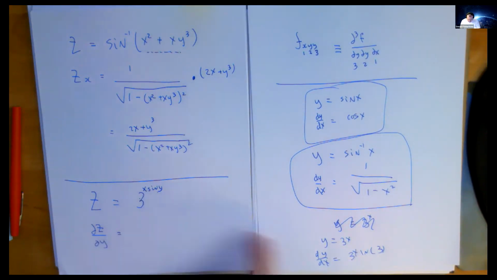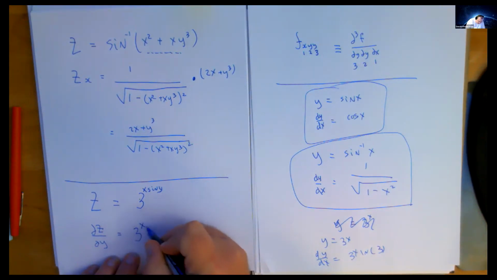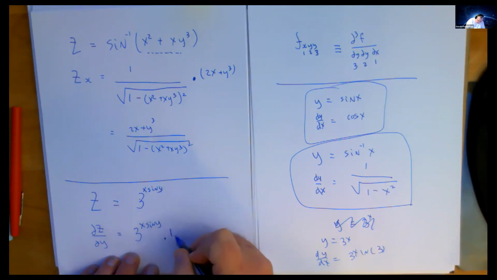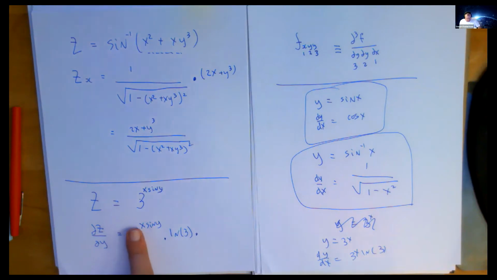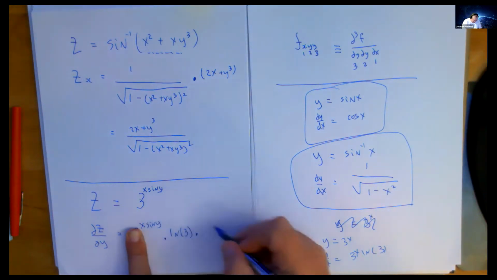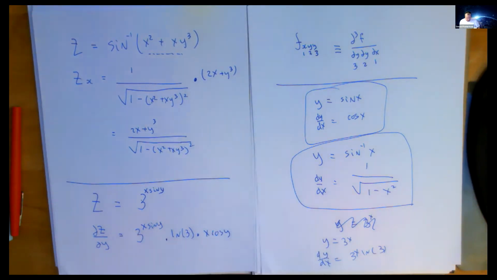But think of that as a placeholder for x. So what you get is 3 to the power of x sine y times the natural log of 3 times the derivative of the power. And with respect to y, this fella becomes x cosine y.